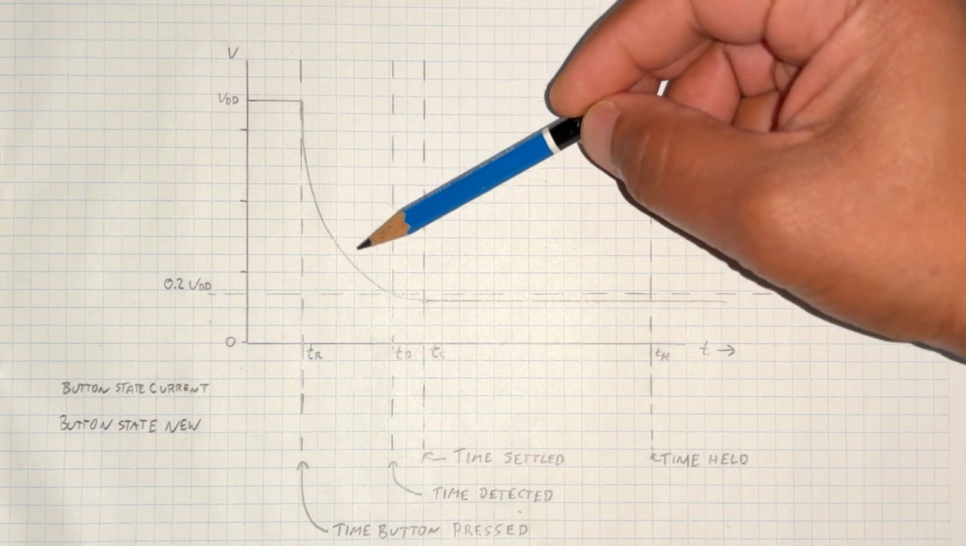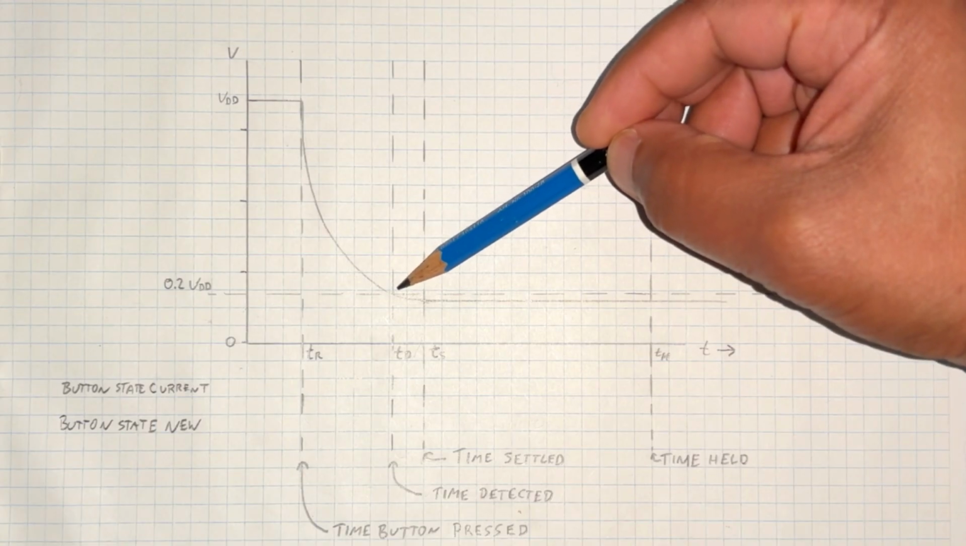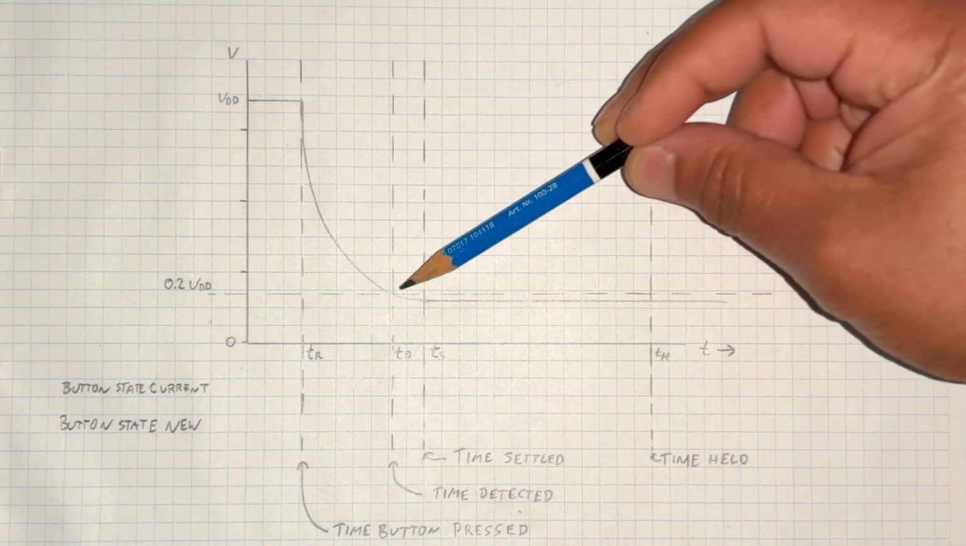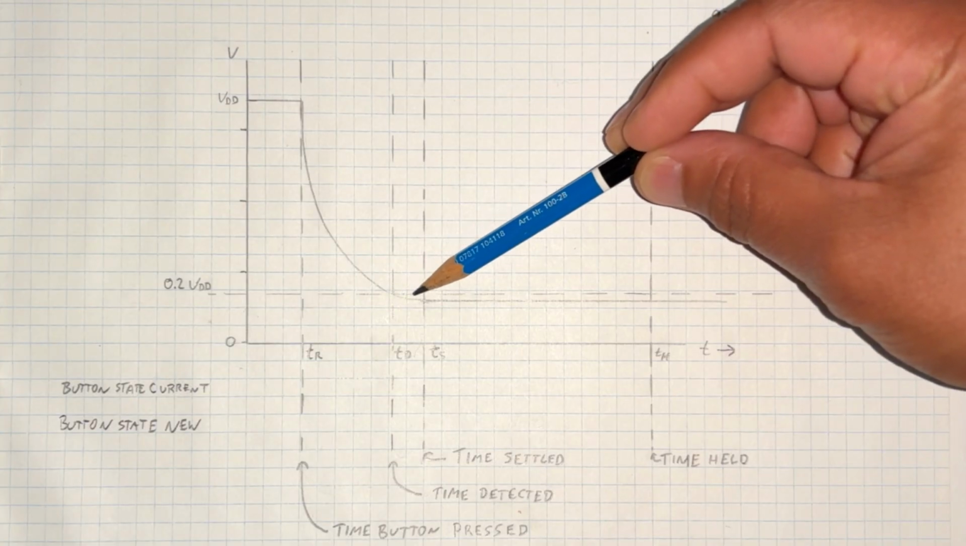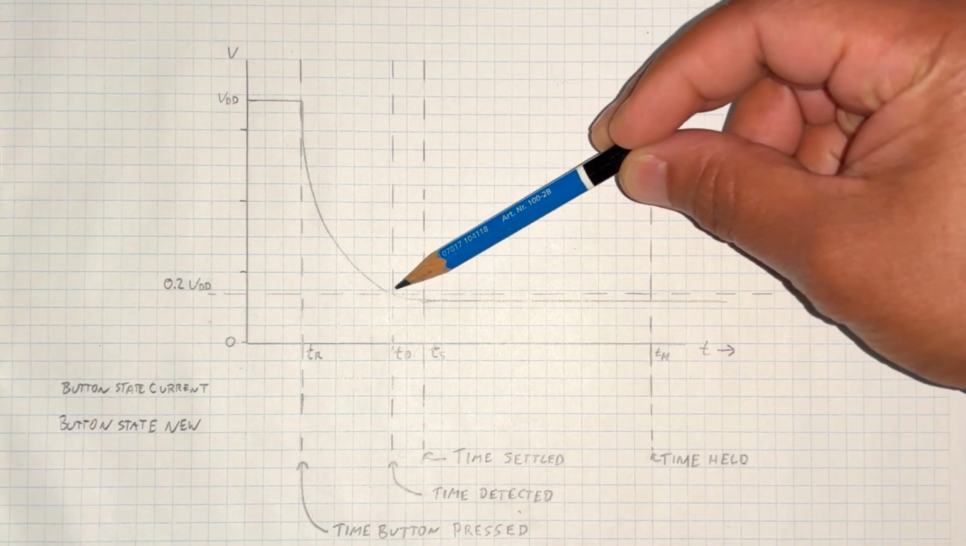And it's critical to understand that the microcontroller won't know when the button was actually pressed. It has to wait for the signal to drop below 0.2 VDD, and that takes some time until right over here. This is TD, when it's actually detected. Only then does the microcontroller recognize that it was pressed and actually call the handler to do stuff. But notice the signal has not settled yet. It takes a little bit more time for it to settle, and I'm calling that TS.